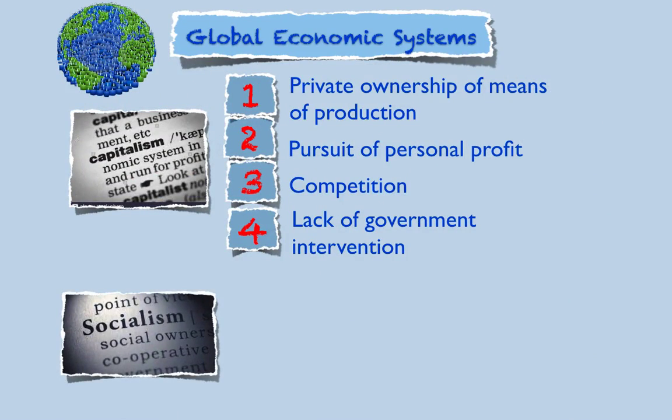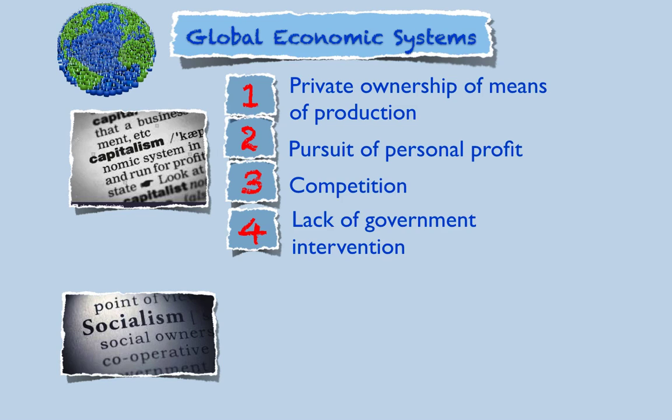Now, socialism is an economic system characterized by public ownership. So it's not owned by individuals, but by groups or organizations or by government. So the means of production is owned by government. The pursuit of collective goals: rather than personal goals, it's the goals for everybody, so that anything I would choose to do would be done for the greater good of all.